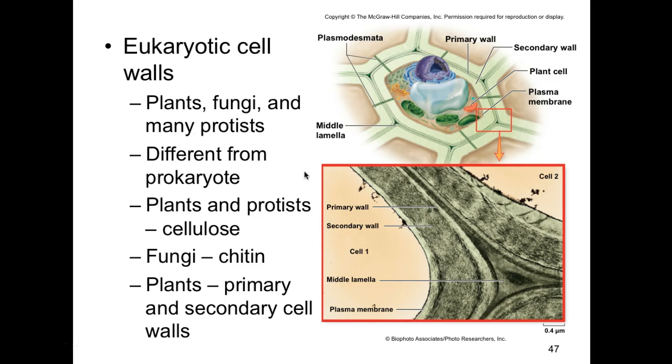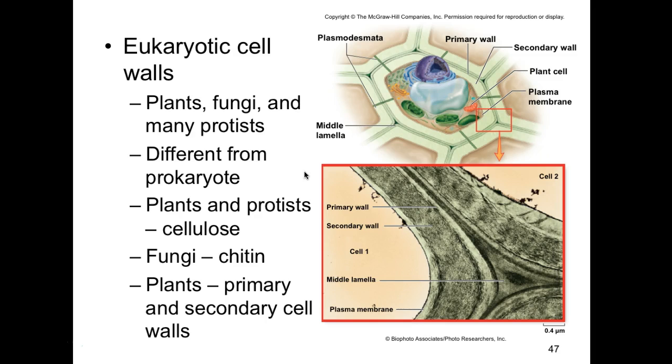So the eukaryotic cell walls found in plants, fungi, and many protists is different from the cell wall that is found in prokaryotic cells. The cell wall here is going to be made up of cellulose. So plant cell walls and the cell walls in protozoa are going to be composed of cellulose. In fungi, the complex carbohydrate there is going to be chitin. If you go back to thinking of the cell wall of the prokaryote, the cell wall of the prokaryote is going to contain or not contain peptidoglycan.